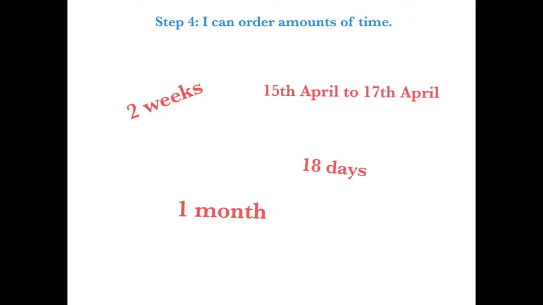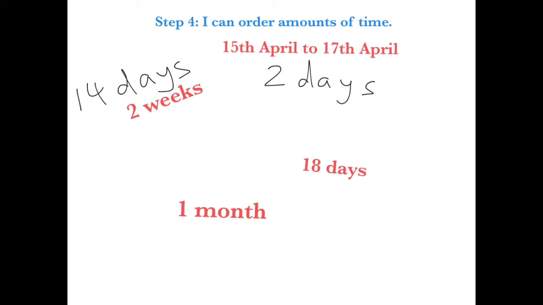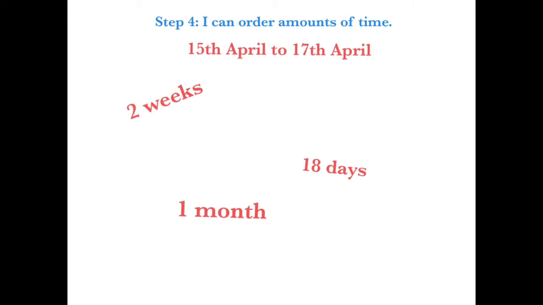So let's start with a simple one then. 2 weeks, we know that's about 14 days. From the 15th of April to the 17th of April, we know that's about 2 days. So straight away, I know that the 15th of April to the 17th of April is the smallest amount of time. Alright, and then we know, mates, that 2 weeks is 14 days, which is less than 18 days. So that's the next one that goes in order.